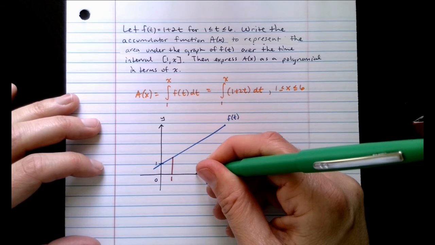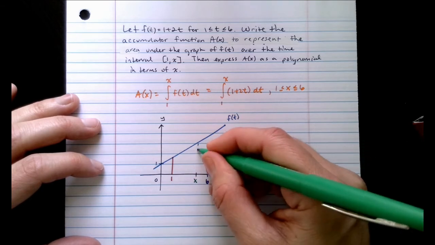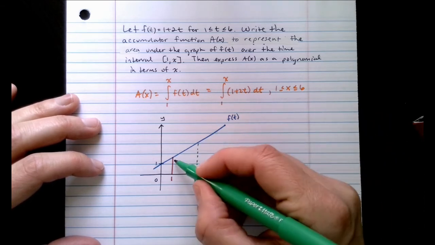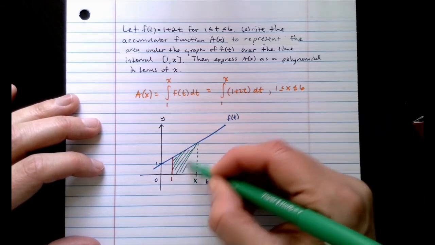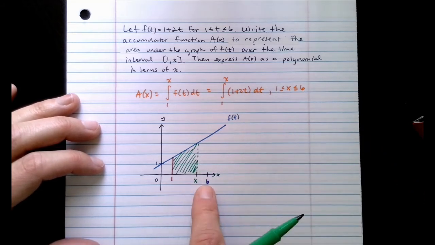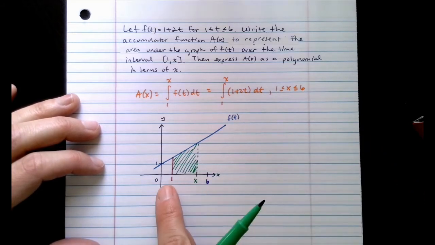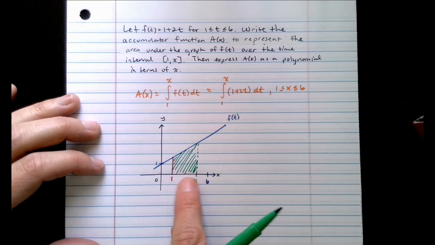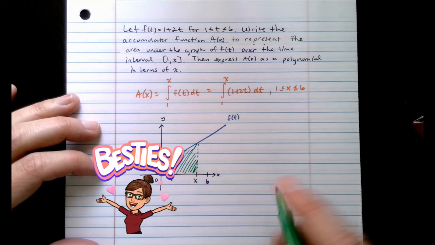So what I'm going to do is place an arbitrary x here and just pretend that's where it is. Then this is the area we are adding up. This x value is anywhere between 1 and 6. At most 6, at the least 1. Now if you notice, this is a trapezoid.